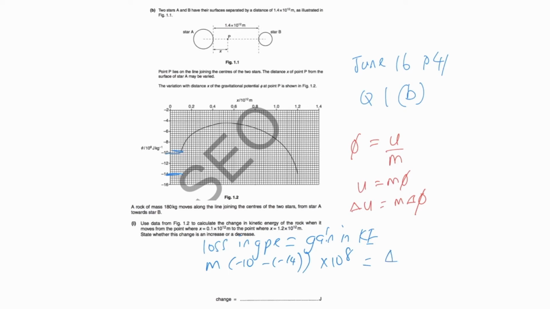which is delta EK. Now you don't need to find the speed, so you can leave it like this. You substitute the mass here as 180, then this will be 4 times 10 to the power 8. That's how you find your change in KE. If you calculate, you will get 7.2 times 10 to the power 10 joules. Now, is it an increase or a decrease? State whether this change is an increase or a decrease. Since your GPE is decreasing, your KE is an increase. So that's your answer.